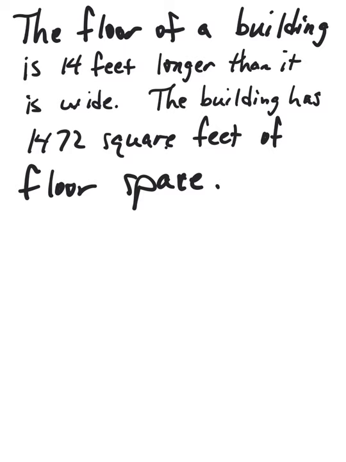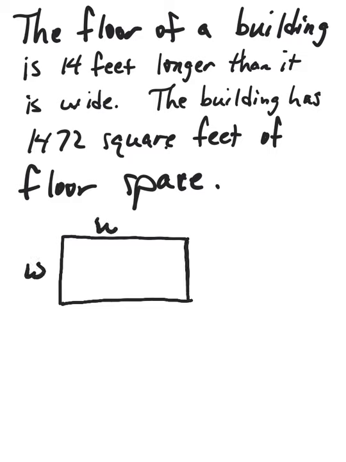Okay, let's do an application with a quadratic equation. The floor of a building is 14 feet longer than it is wide. The building has 1,472 square feet of floor space. Now we're not given any clues about the width of the floor. The length is 14 feet more than however wide it is. So we're going to denote W, and then the length we can call W plus 14.